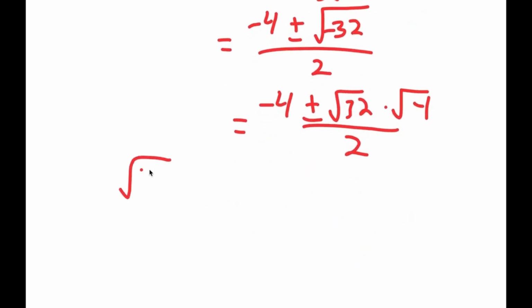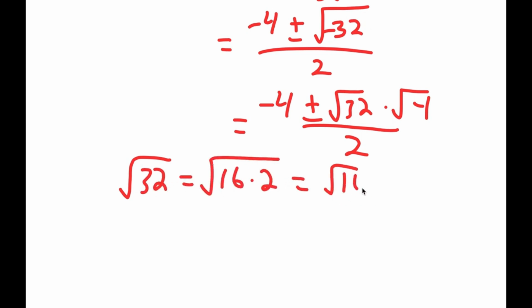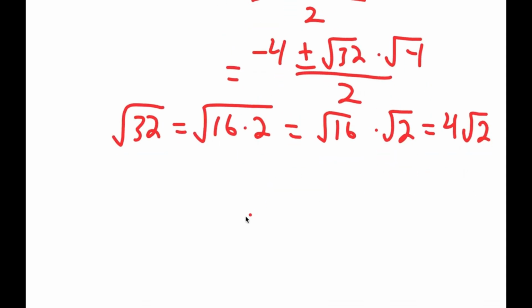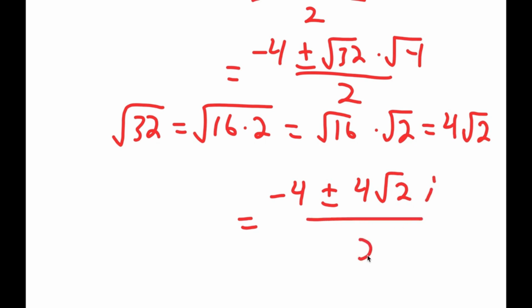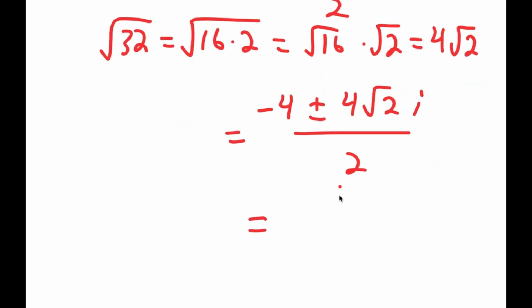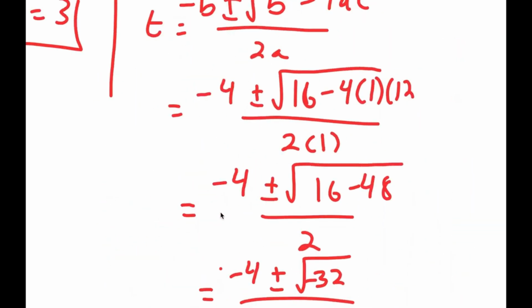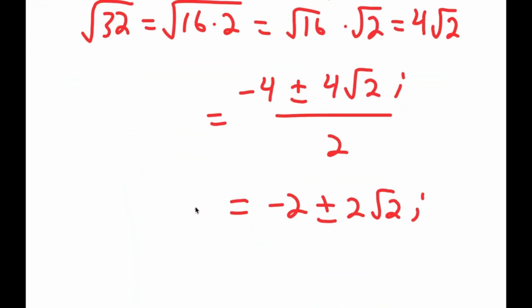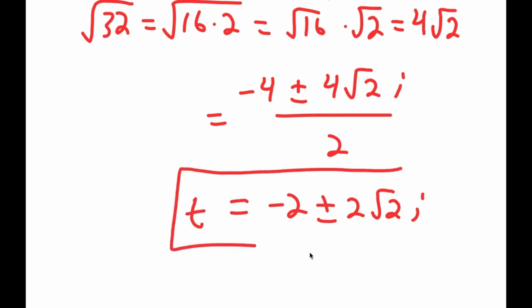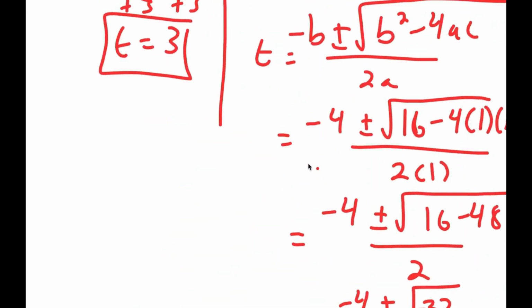And the square root of 32 is the same thing as the square root of 16 times 2, which is the same thing as the square root of 16 times the square root of 2, which is the same thing as 4 root 2. So this is equal to negative 4 plus or minus 4 root 2. And the square root of negative 1 is the same thing as i. And I have this over 2. And now if I divide this by 2, I get negative 2 plus or minus 2 root 2 i. So t is equal to negative 2 plus or minus 2 root 2 i, as well as 3.